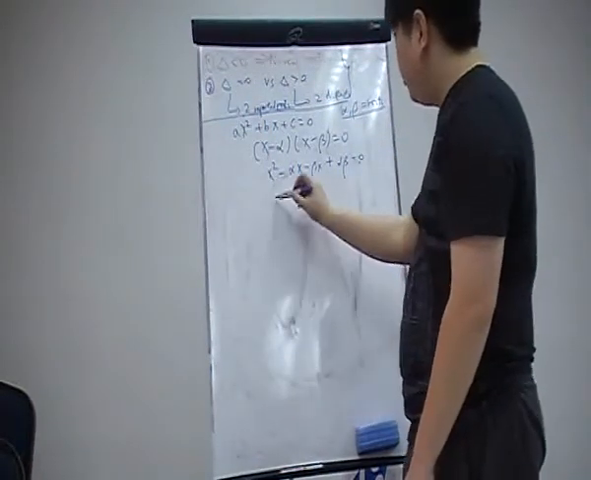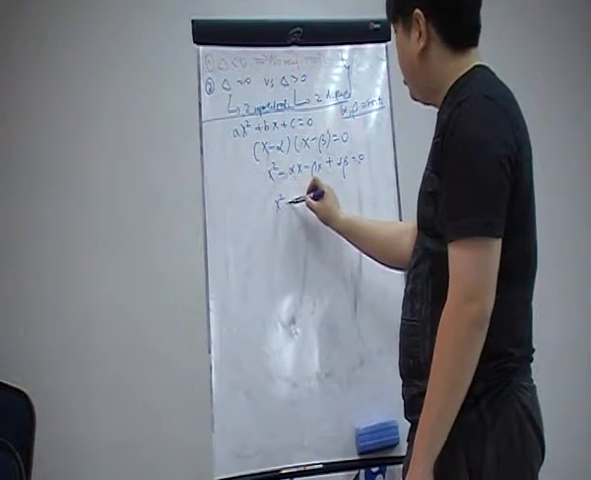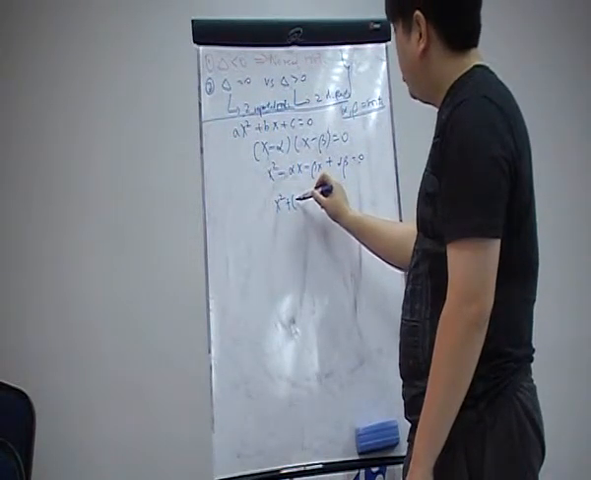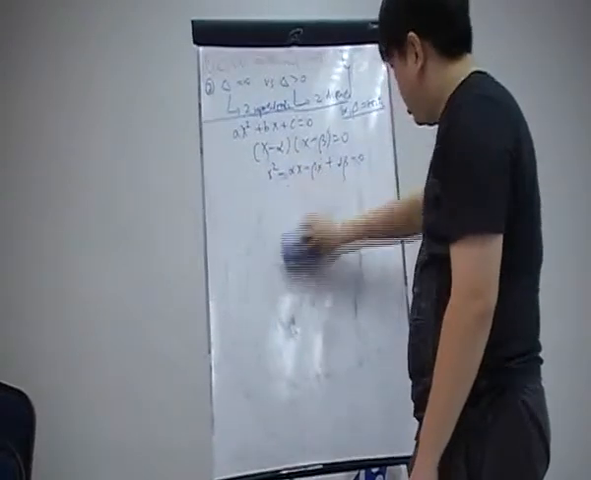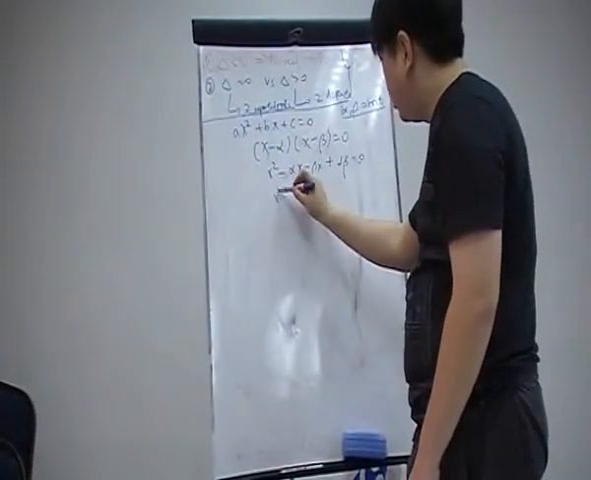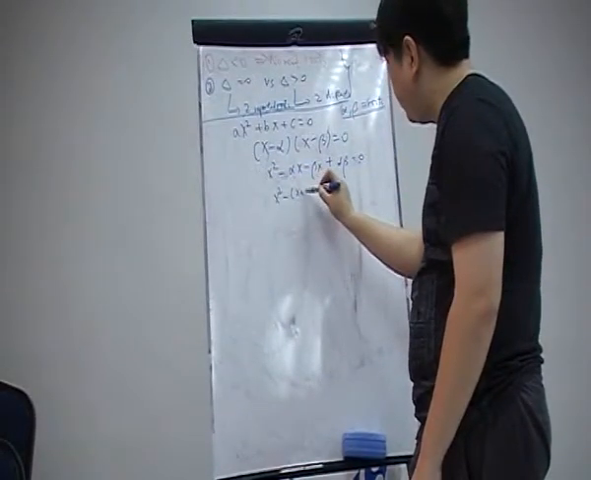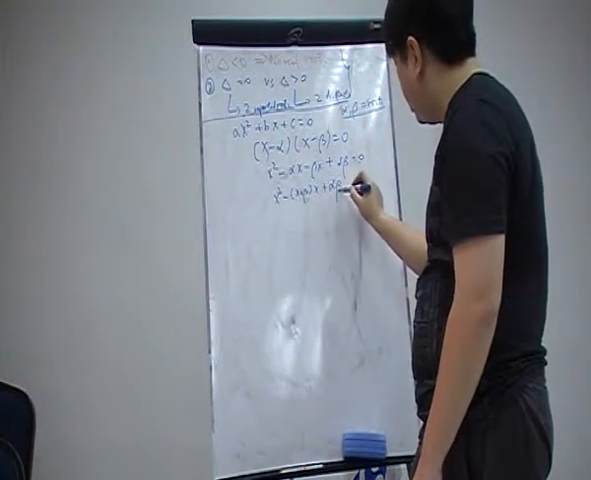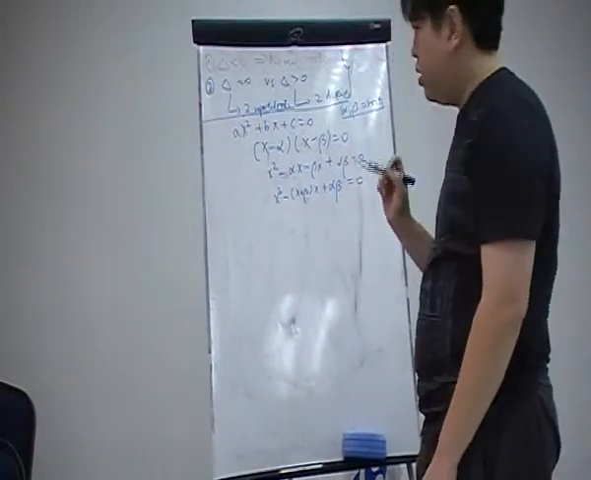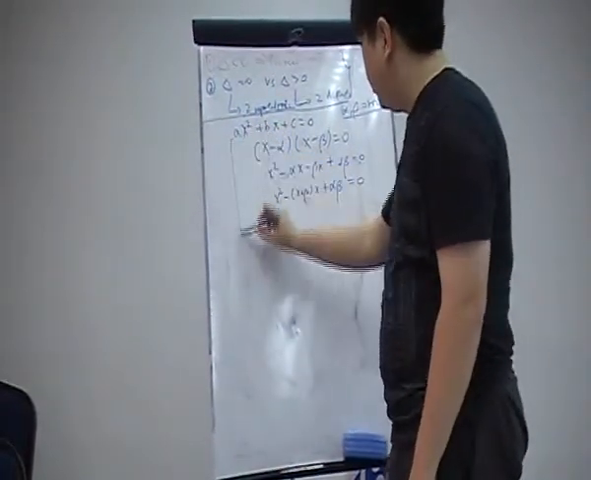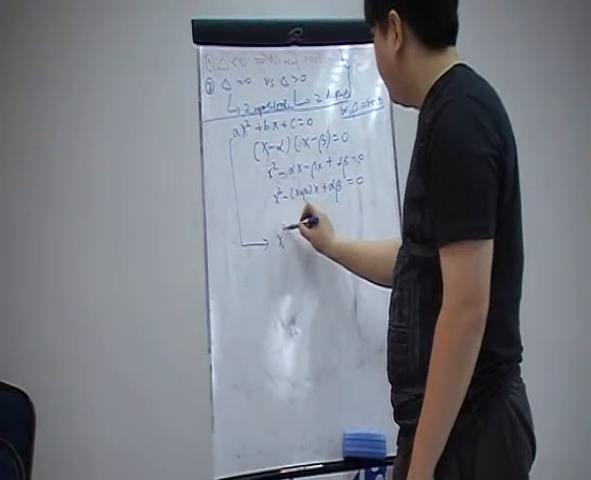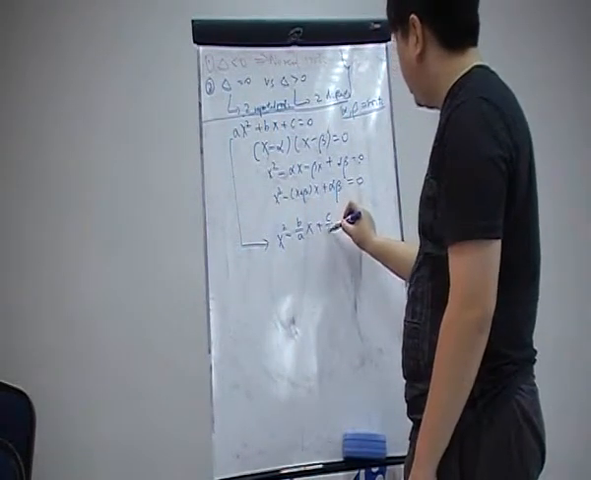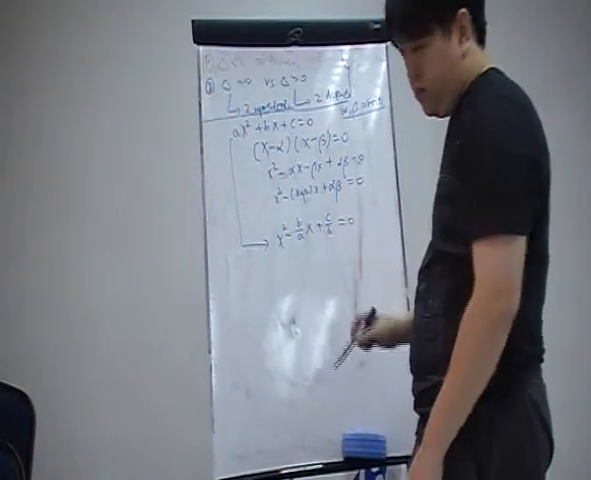Okay, this is complicated. x squared minus (alpha plus beta) x plus alpha beta equal to 0. So comparing this, this can be rewritten in the form of x squared minus b over a x plus c over a equal to 0.